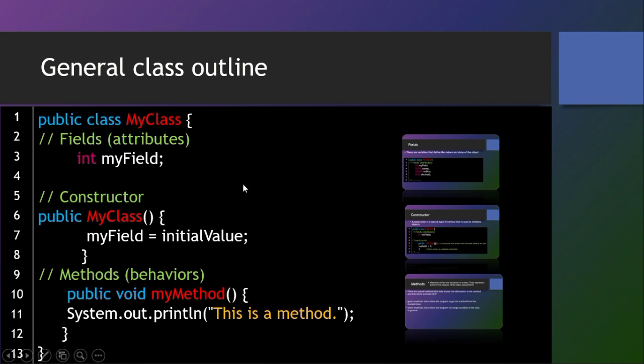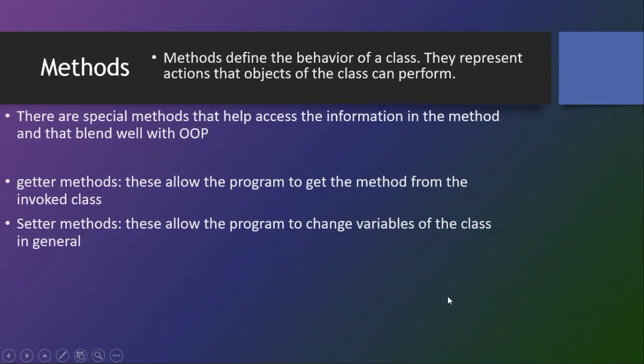So we've talked extensively about methods in our previous videos, but now we're going to talk about methods using object-oriented programming. Methods define the behavior of a class. They represent actions that objects of the class can perform. So there are special methods that can help access the information in the class that will blend well with object-oriented programming. So we have getter methods and setter methods.